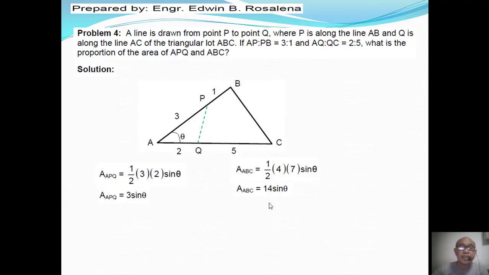So what is the question? The area APQ divided by area ABC. So we will simply take the ratio of the two results here. So area APQ over area ABC is 3 sine theta over 14 sine theta. So sine theta cancels out and the answer is 3 is to 14.